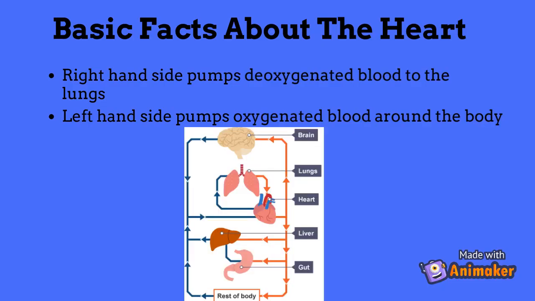Right, let's talk a little bit more about the heart. The heart has two sides with two pumps. The right-hand side pumps deoxygenated blood to the lungs so they can then reoxygenate it. And then the left-hand side pumps oxygenated blood around the body. So you can imagine how this could work.